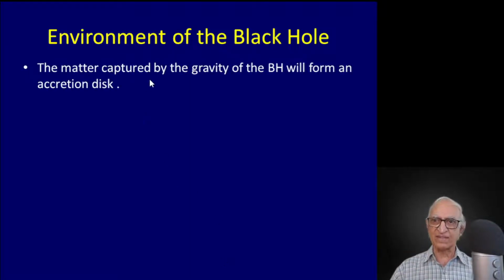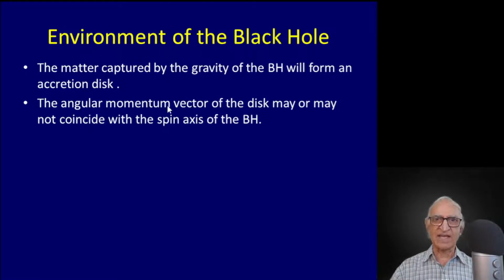Now, the accreting matter captured by gravity of the black hole will form an accretion disk. I've said this many, many times. The angular momentum of the accretion disk, which will be perpendicular to the plane of the disk, may or may not coincide with the spin axis of the black hole. For example, in the case of a neutron star, the accretion disk could be in a plane, that is, the normal to the accretion disk could be inclined with respect to the rotation axis.